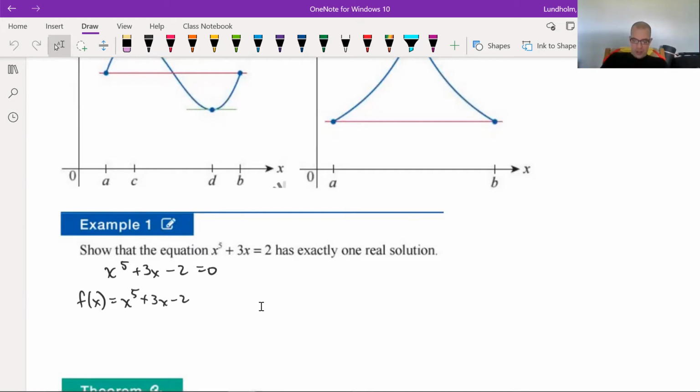One of the things that we could do, again, is take the derivative, 5x to the 4th plus 3 is the derivative there, which, notice, since we've got x to the 4th, and that's an even power, this is always going to be positive. And that's actually a big deal.